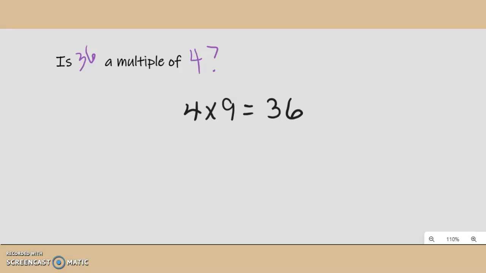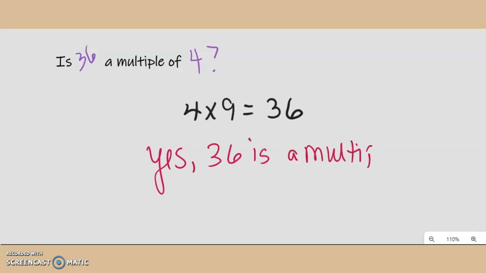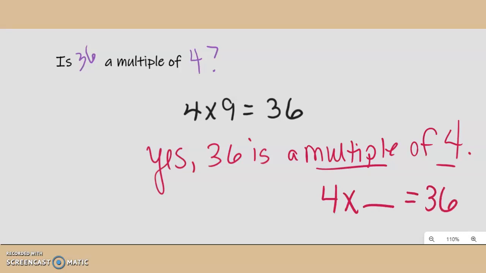So I would say the answer is yes, comma, 36 is a multiple of 4. Because if I'm a multiple of 4, that means 4 times something equals 36. So I know that, okay? So let's take a look at another number.